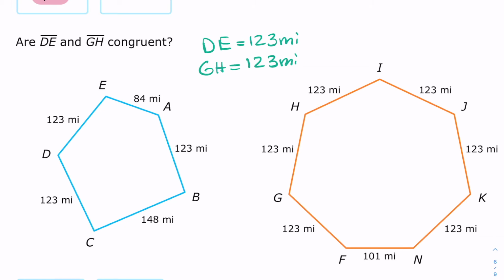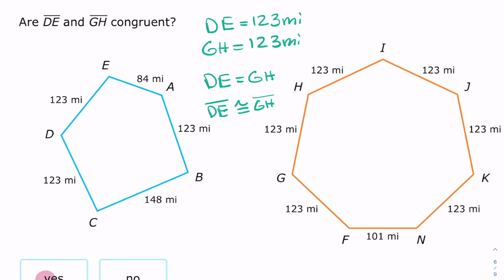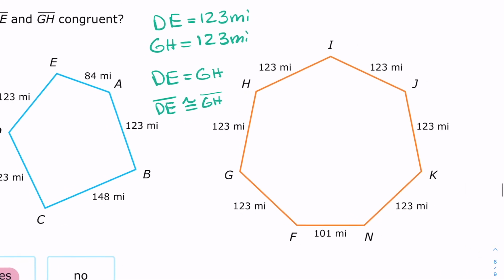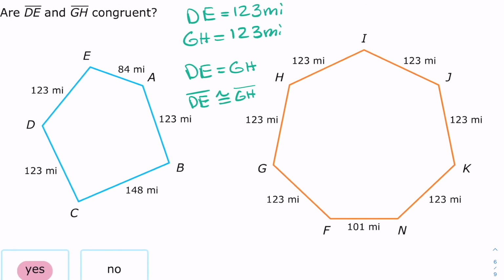If one of them is 123 miles and the other is 123 miles, then in this case we can use substitution and say that wherever I see 123, I'll put in GH. So DE equals GH. Therefore, segment DE is congruent to segment GH. And so that is a true statement. So yes, they are congruent. Now, what's cool about this is you notice these shapes are not the same shape. It's not asking, are the two figures congruent? It's just asking, is this part of this figure congruent to this part of this figure?